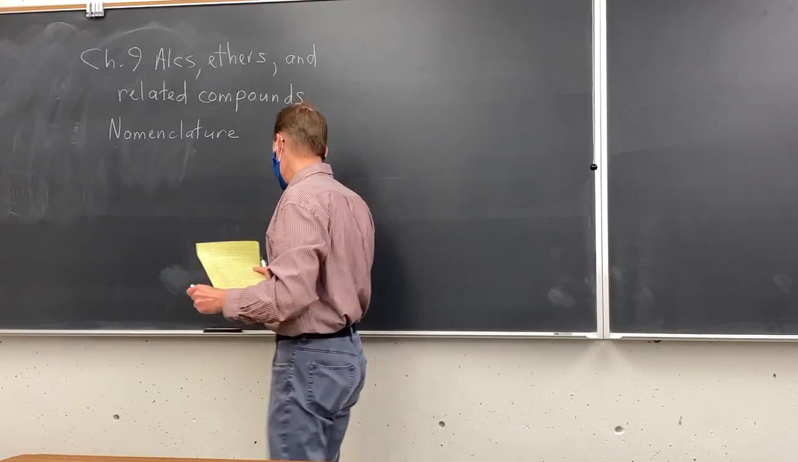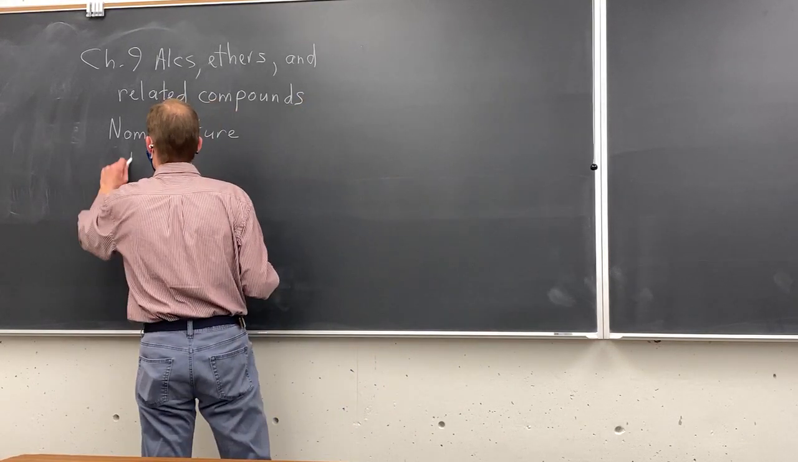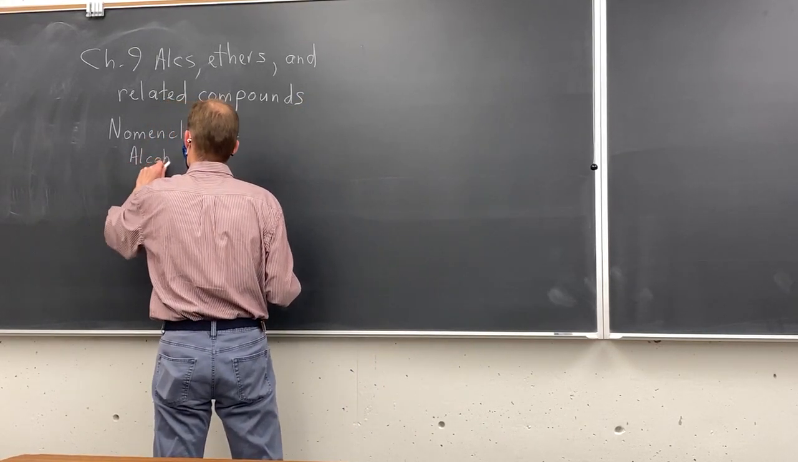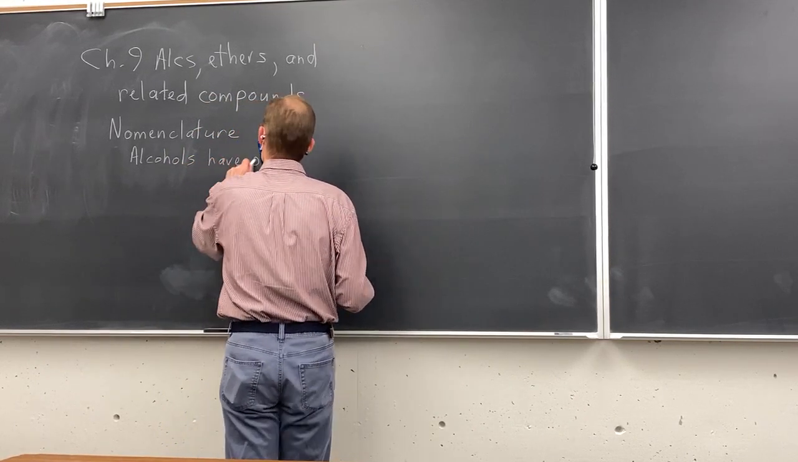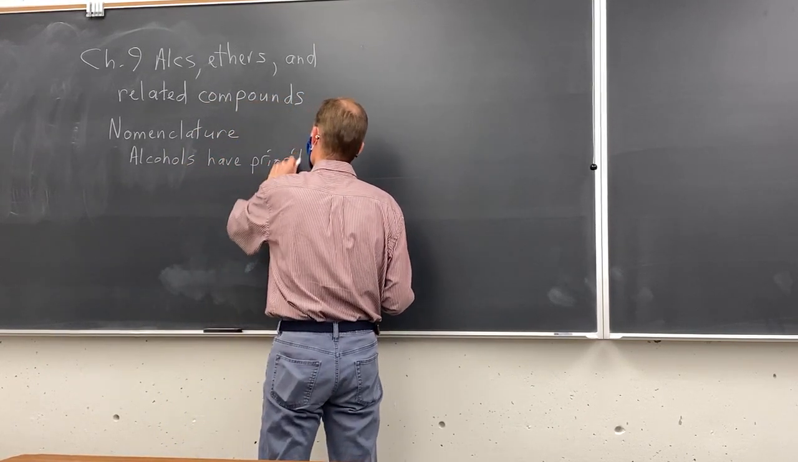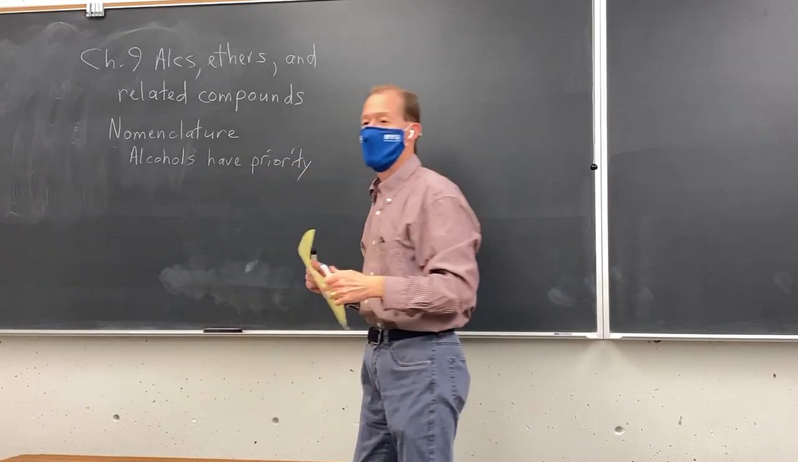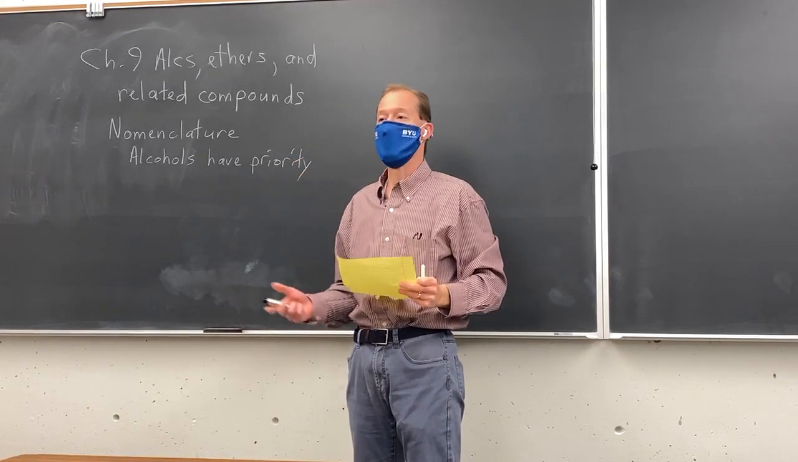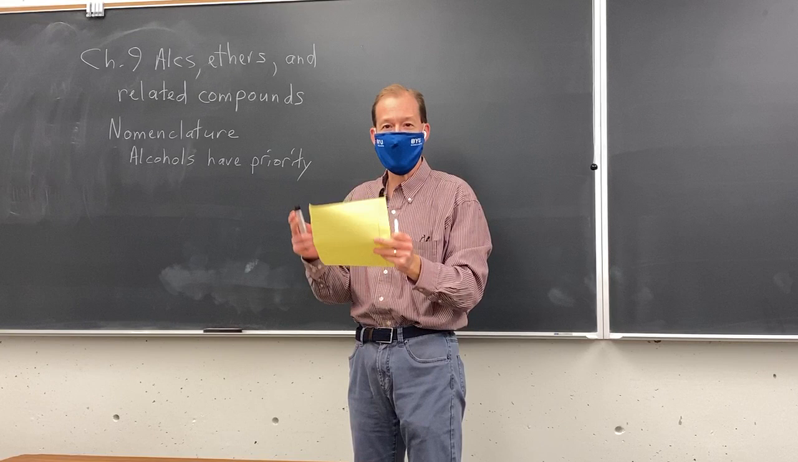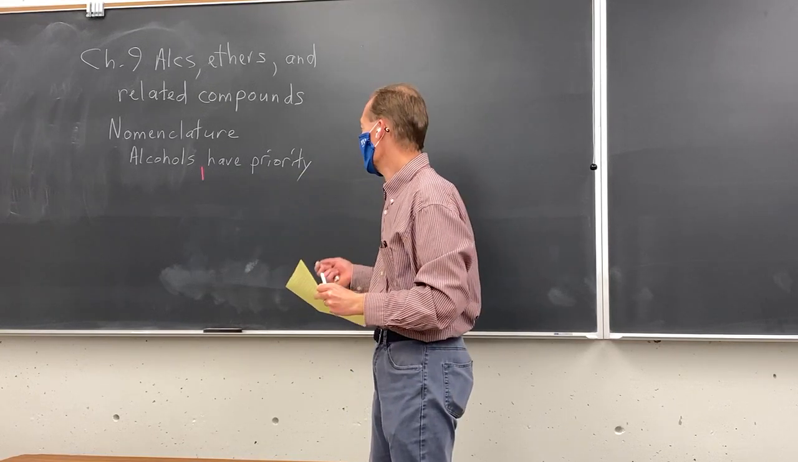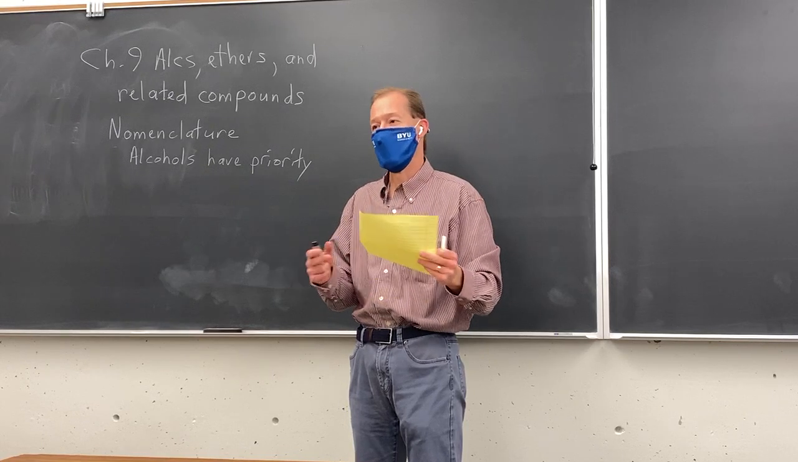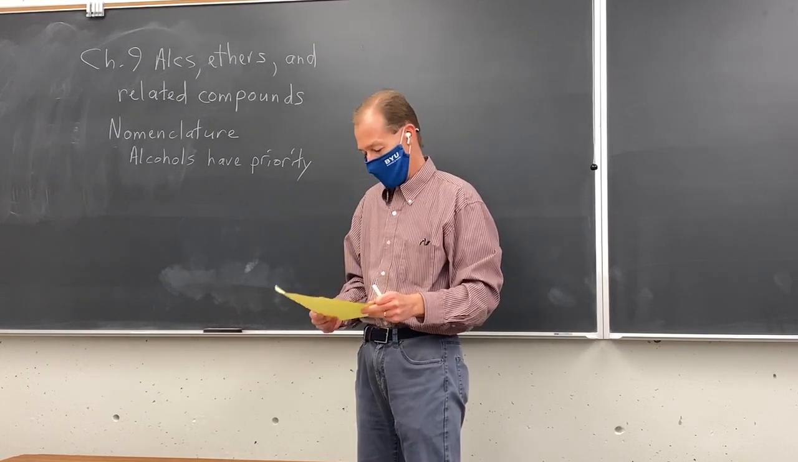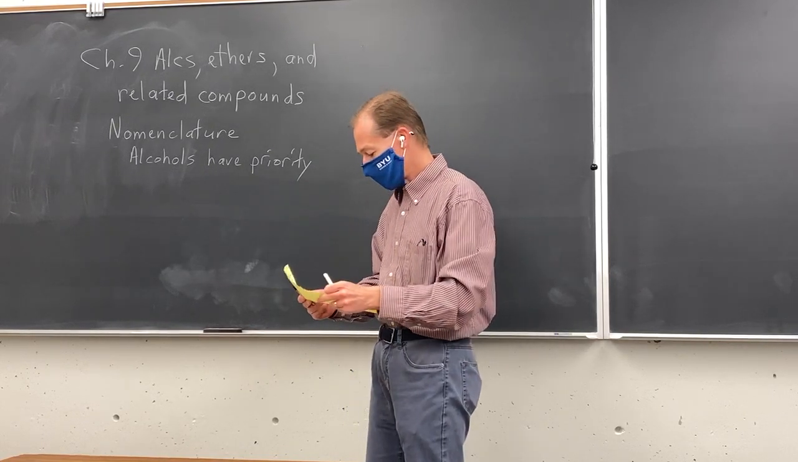So some of the things we learned about nomenclature, alcohols have a special priority. Alcohols were the first type of compound we studied that have their own suffix in IUPAC nomenclature. And whenever you have a type of compound with its own suffix, it has some priority over the functional groups that are only listed as prefixes in IUPAC names.